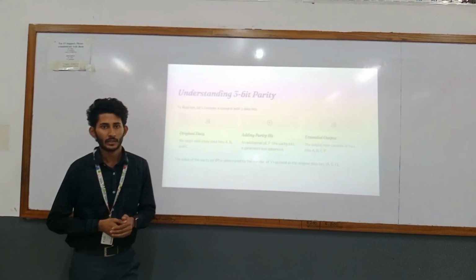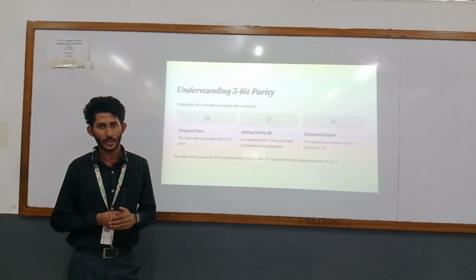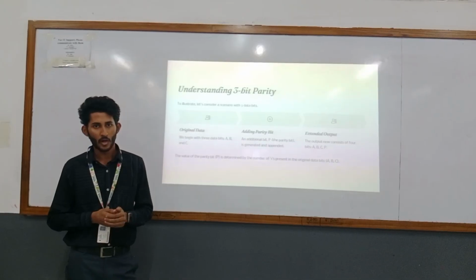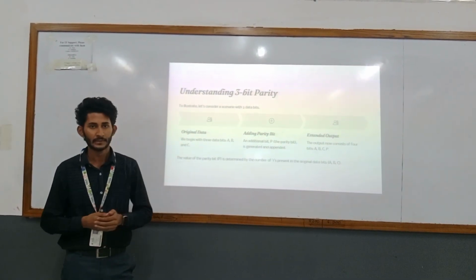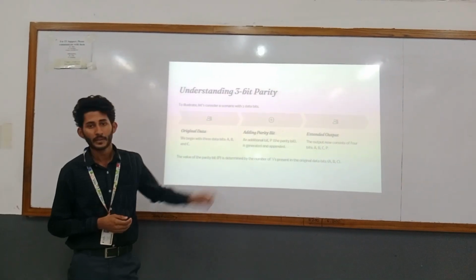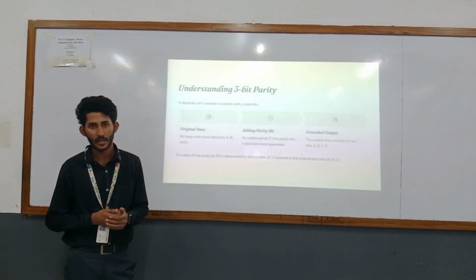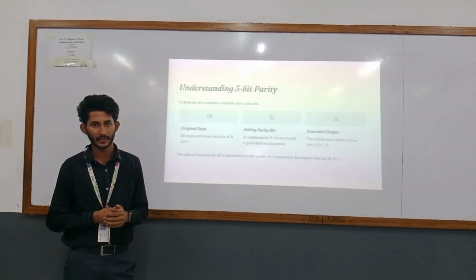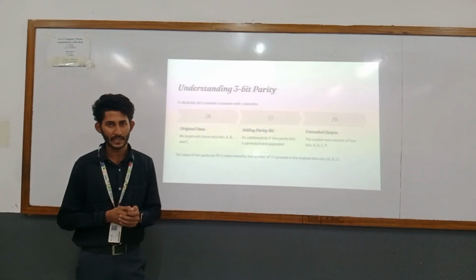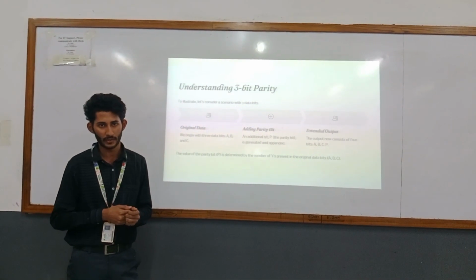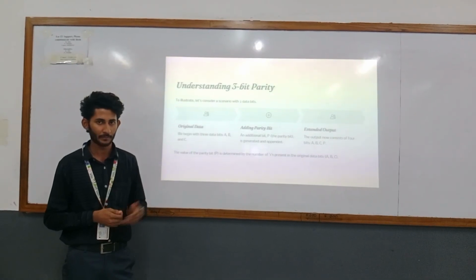Next slide. Now I will describe understanding three-bit parity. Let's look at how parity works with a simple example of three bits A, B, and C. First we start with the original data. Then we generate an extra bit called the parity bit, based on how many ones are present in A, B, and C. Finally, we attach the parity bit to the end, making the output a total of bits A, B, C, and P. So the parity bit basically helps us maintain either an even or odd number of ones, depending on the chosen parity method.